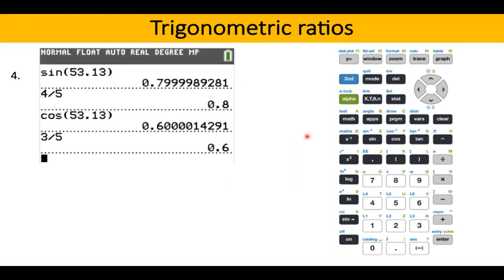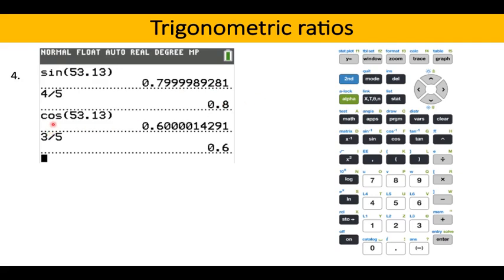So if we go back to number 4 and type in some of our answers. Sine of 53.13, we see that decimal. We said that equals the ratio 4 over 5. So we see this decimal. And if you rounded, those would be equivalent. 53.13, if you'll remember, was an approximation for the theta angle. That's why they're not coming out exact.